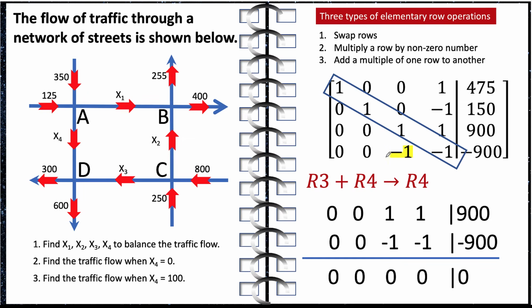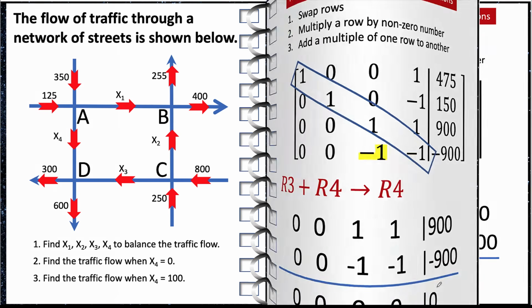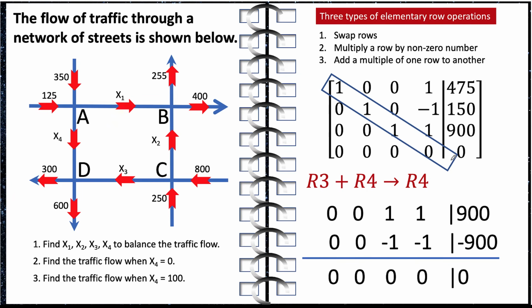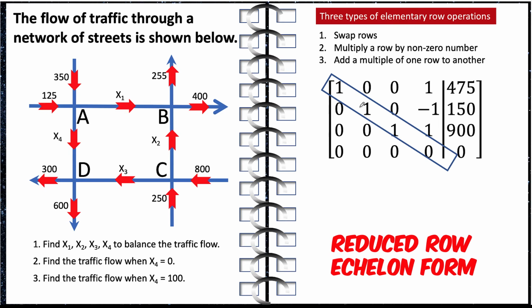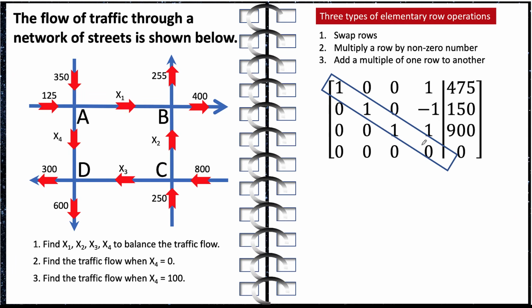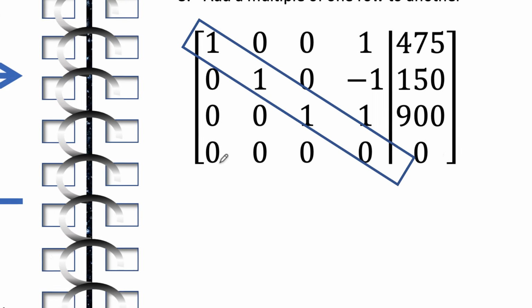We have 0, 0, 0, 0, 0. So replace row number 4 by all zeros, and we now have this result. This is now in the row echelon form. We have the downward diagonal to be all 1s or 0, and the entries in the bottom triangle are all zeros. Now this is a special case because the last row contains all zeros.